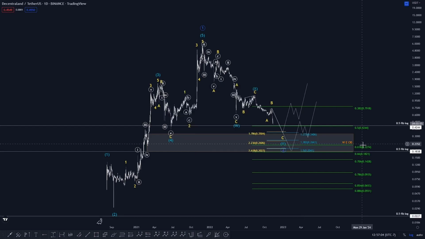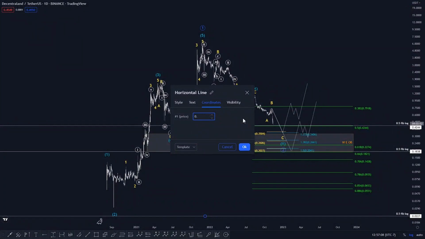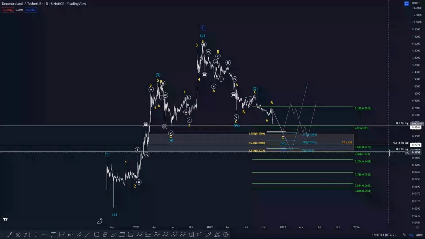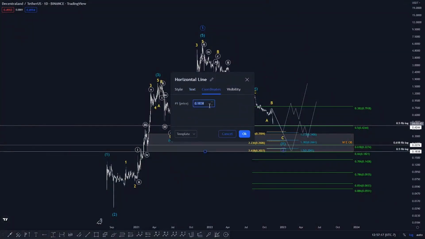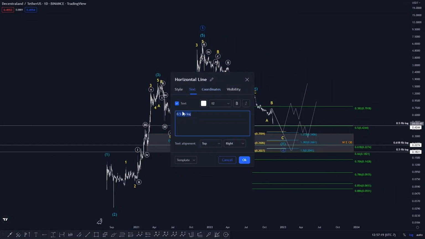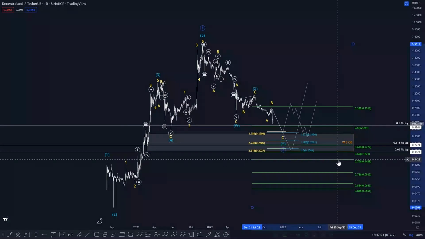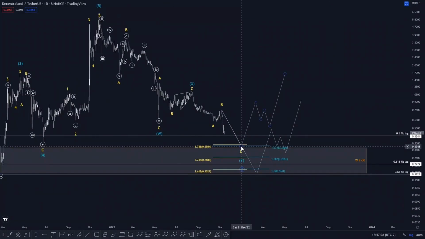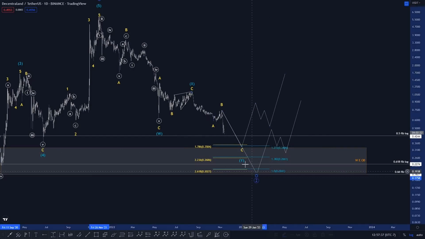Nope, that was wrong. 0.2274. That's what I was looking for. And then once again, right here, initially we would expect a bounce right away, because usually it does bounce right from these zones. But if it does happen to come down, then we can expect it to come right down to this area.